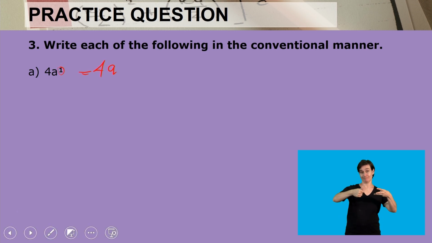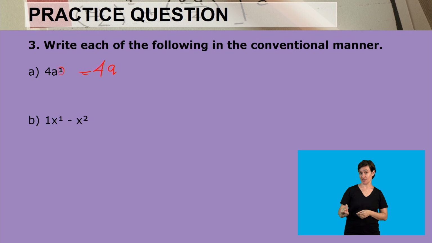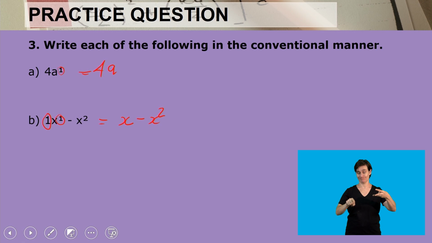Right? The next one would be 1x raised to the exponent 1 minus x squared. Again, we do not write the 1 in front of x, and we do not write the 1 which is an exponent. So this expression would be written as x minus x squared. All right? Let's look at the next one.